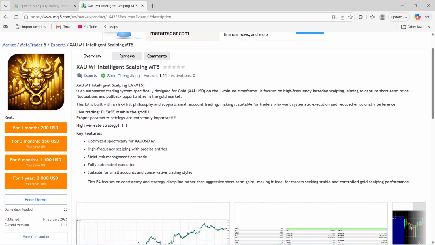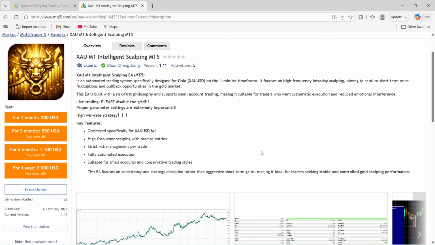Alright, so from the MQL5 page, it is built for aggressive intraday scalping on gold, XAUUSD on the 1 minute charts. So you can see here. It focuses on capturing short-term price fluctuations and pullbacks with precise entries. So the strategy uses intelligent logic for high win rate setups while maintaining strict risk management per trade.